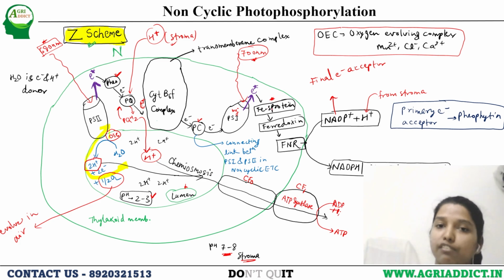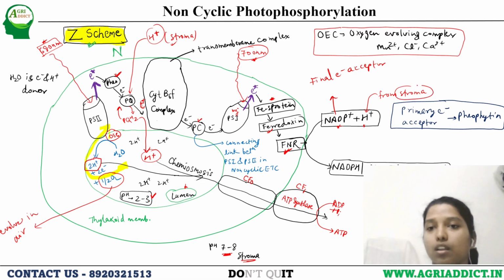Then this iron sulfur protein will transfer the electron to ferredoxin, and now this ferredoxin will transfer it to FNR, ferredoxin NADP reductase. This FNR complex will transfer the electron to the NADP plus. This NADP plus and H plus are coming from stroma. It will transfer the electron to this, then what will happen? There will be a formation of NADPH or NADPH2, or we can call it NADPH plus H plus.